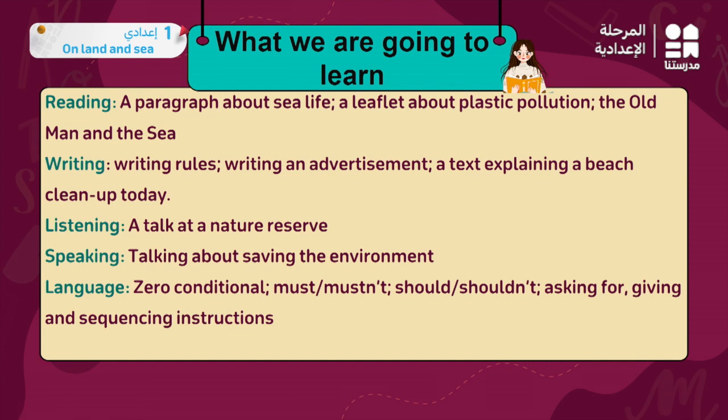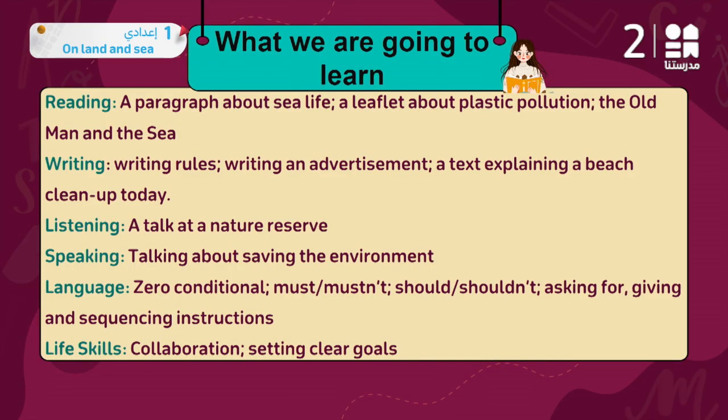Language, we have zero conditional, zero type of if, and we have using must and mustn't, we should and shouldn't, and we are going to differentiate between them. We're asking for or giving instructions, and how we ask for or give instructions. The last thing, life skills, we have collaboration. And we will explain what is the meaning of the word collaboration. What does collaboration mean? Setting clear goals, or effective goals.